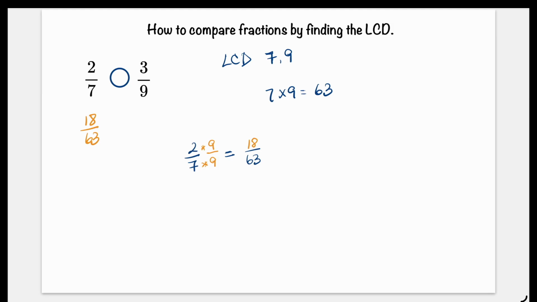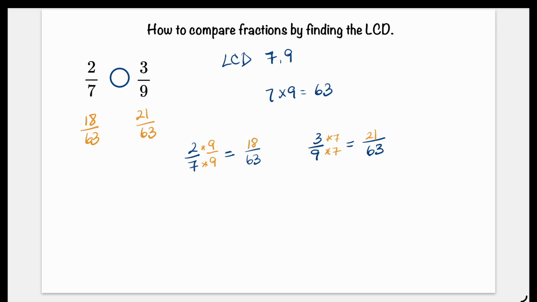Now we need to change the fraction 3/9 into, once again, a fraction with the denominator, the common denominator of 63. We do this by figuring out how we got from 9 to 63. We got from 9 to 63 by multiplying 9 by 7. If we multiply the denominator by 7, we need to also multiply the numerator by 7. And so we got 3 times 7 is 21. So our new fraction, 3/9, is now equal to 21 over 63.